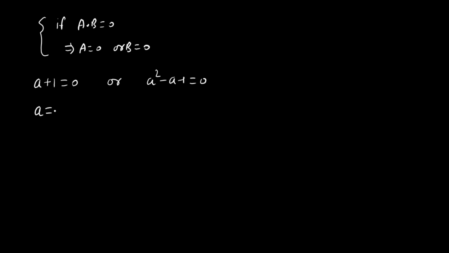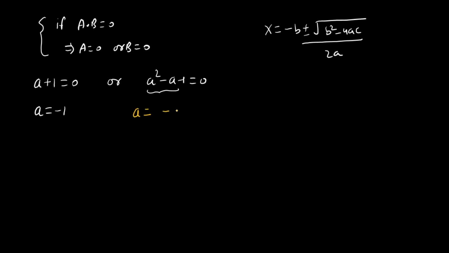Then here the value of a is −1, and here this is a quadratic equation, and we know the quadratic formula, that is x = (−b ± √(b² − 4ac)) / 2a. If we apply this formula here, then the value of a is (−(−1) ± √((−1)² − 4 · 1 · (−1))) / (2 · 1).